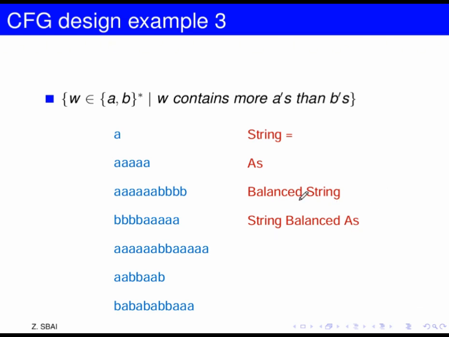Let's assume here that if the string is composed of only A's, there should be a minimum of one A. So it will be one or many. But here we may have a string followed by a balanced string followed by nothing. We may end with the balanced string, and also we may end the string with a list of A's.